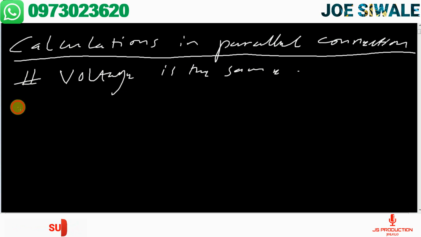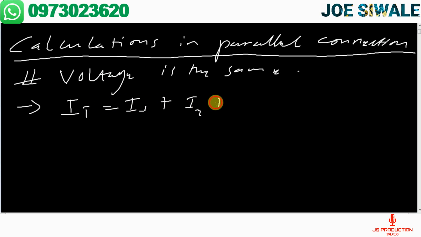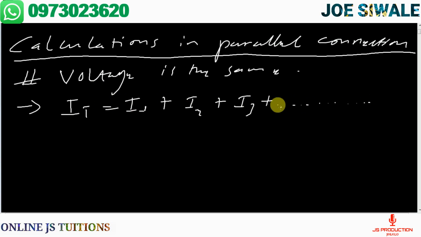Then since voltage is the same here, for us to find the total current, we are going to add our current 1 plus our current 2 plus our current 3 plus, if there is more, you're going to add more, plus your current 4 plus your current 5 if you have more current there.